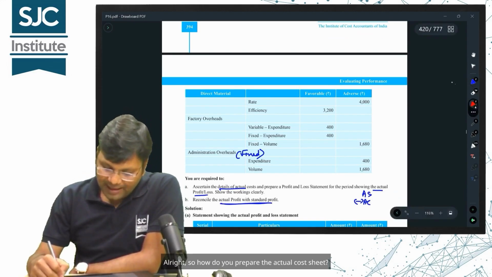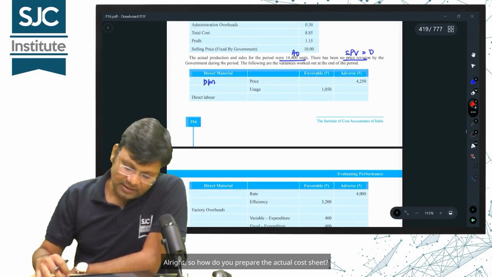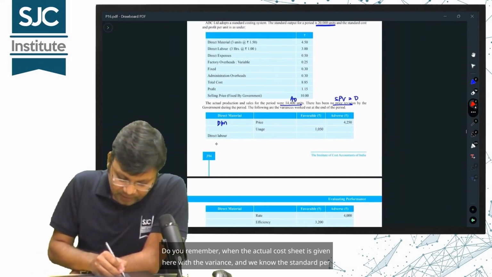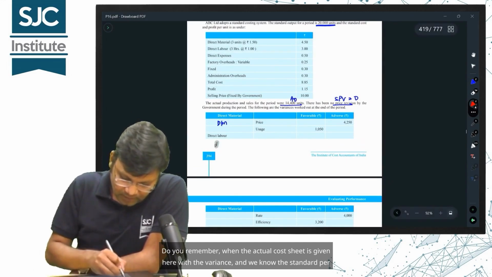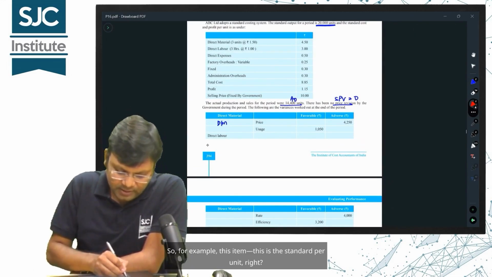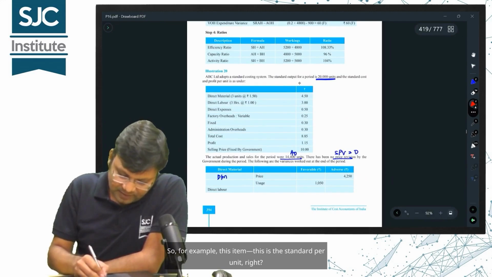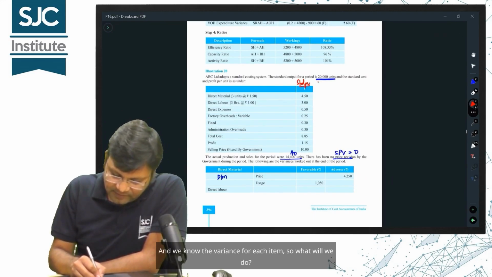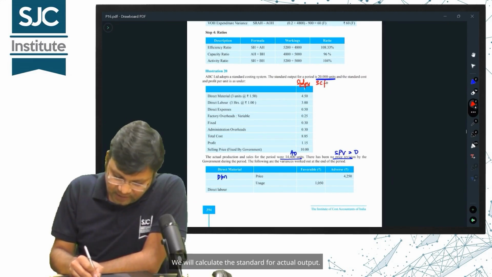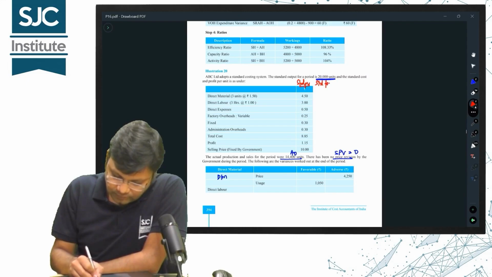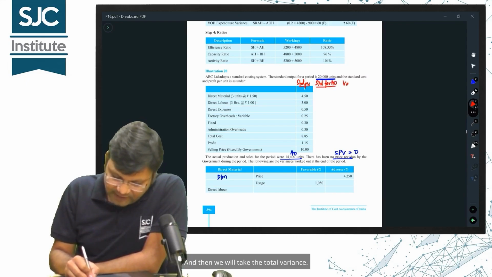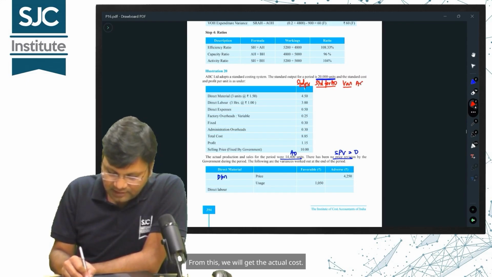Alright, so how do you prepare the actual cost sheet? Do you remember when the actual cost sheet is given here with the variance and we know the standard per unit? So, for example, this item, this is the standard per unit, right? And we know the variance for each item. So what will we do? We will calculate the standard for actual output. And then we will take the total variance. From this, we will get the actual cost.